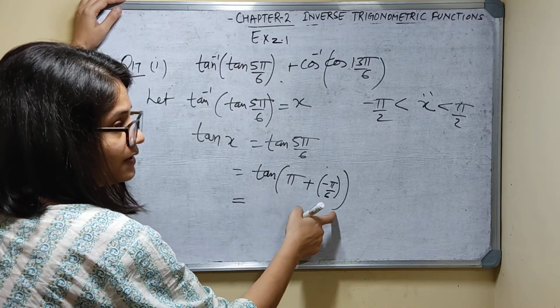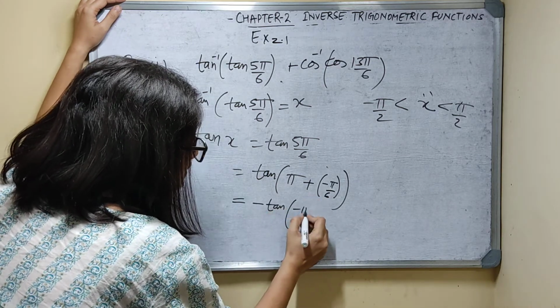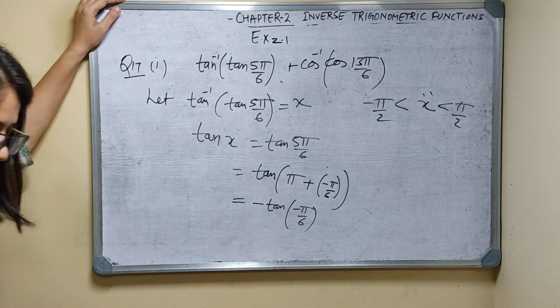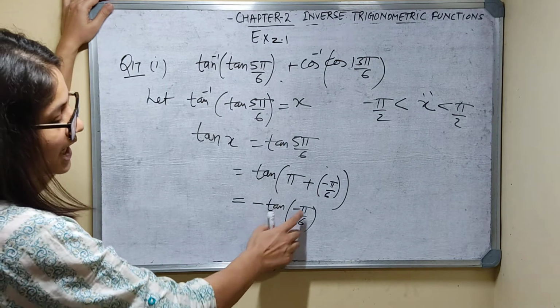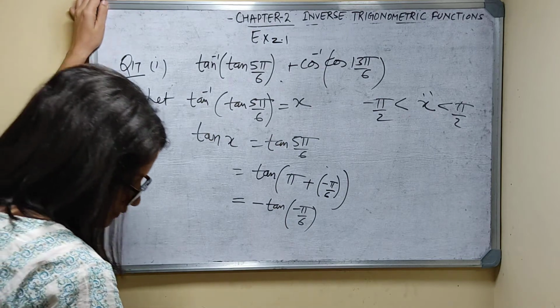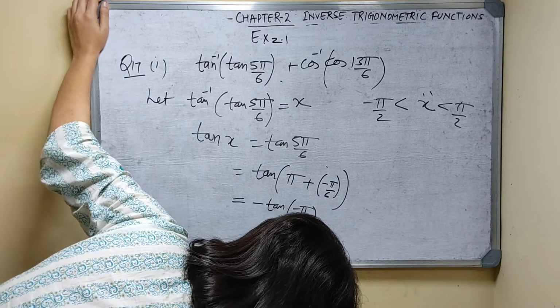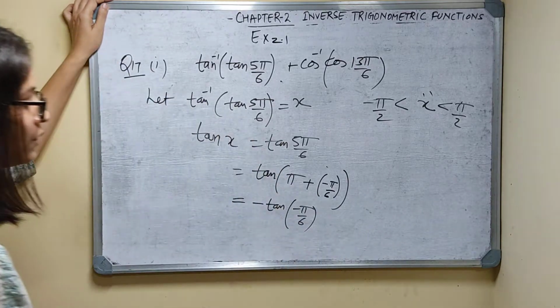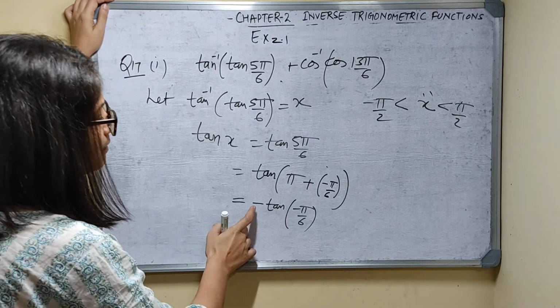Tan 180 plus theta is what? Minus tan theta. So minus tan minus pi by 6. Is it clear? So negative of tan theta. Tan of minus theta is what? One minute, I think I am making a mistake. One minute. Minus 1 by root 2. Minus tan.